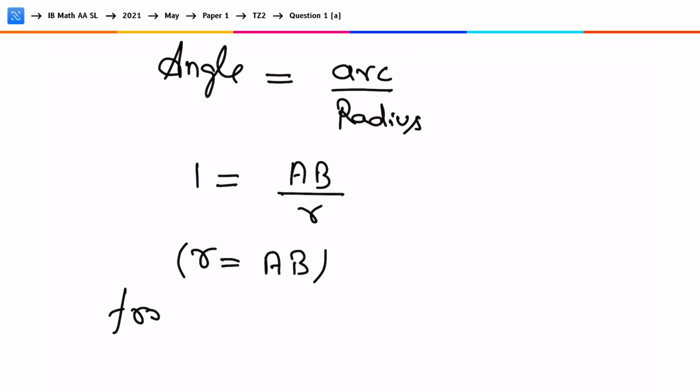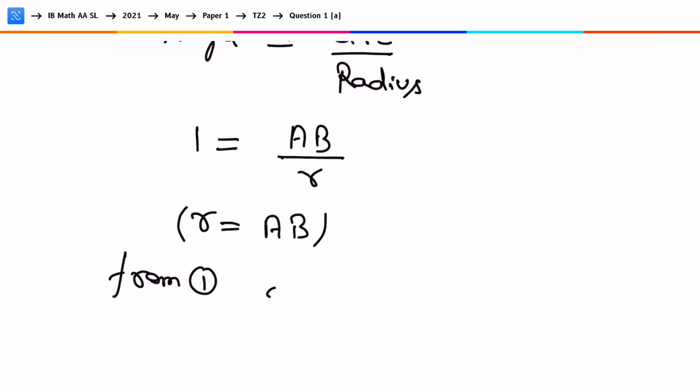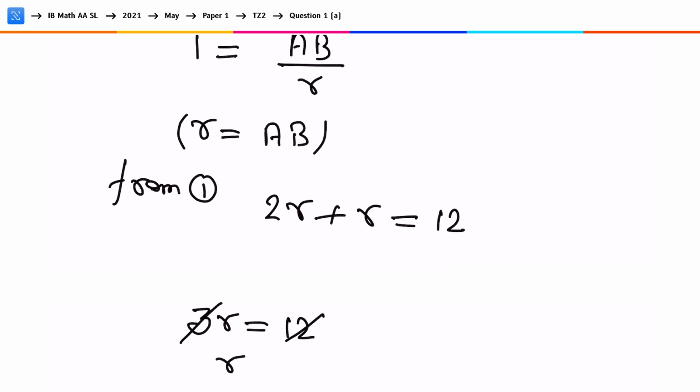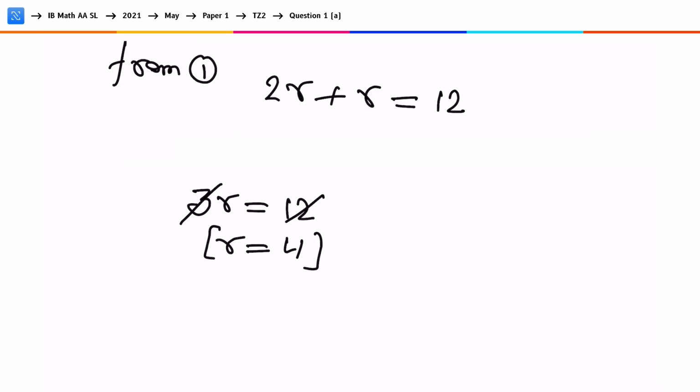Using equation 1, 2r plus AB equals 12. Substituting r for AB, we get 2r plus r equals 12. Simplifying, 3r equals 12, so r equals 4. This is our final answer.